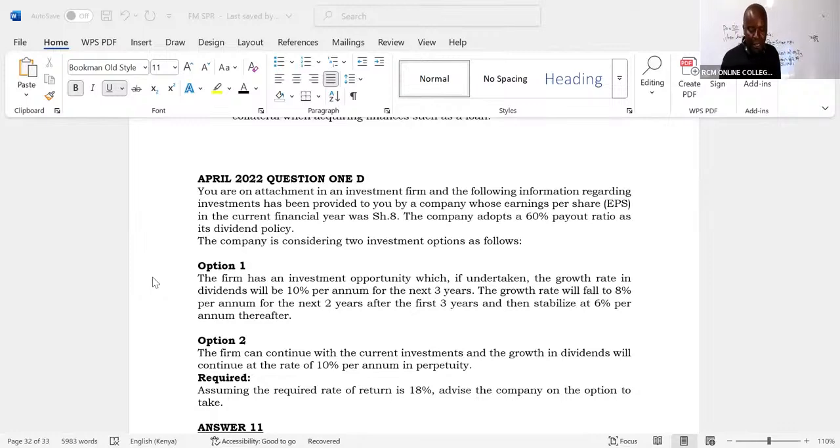You are on an attachment in an investment firm, and the following information regarding investments has been provided to you by a company whose earnings per share in the current financial year was 8. The EPS was 8. The company adopts a 60% payout ratio as its dividend policy. The company is considering 2 investment options as follows.